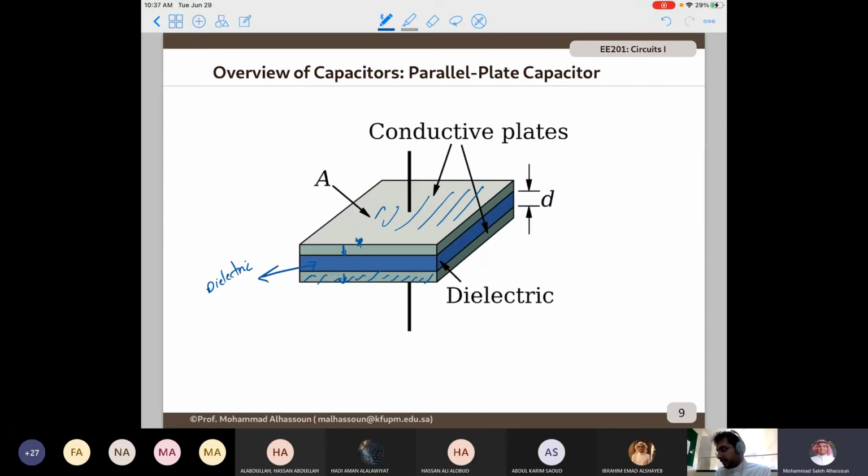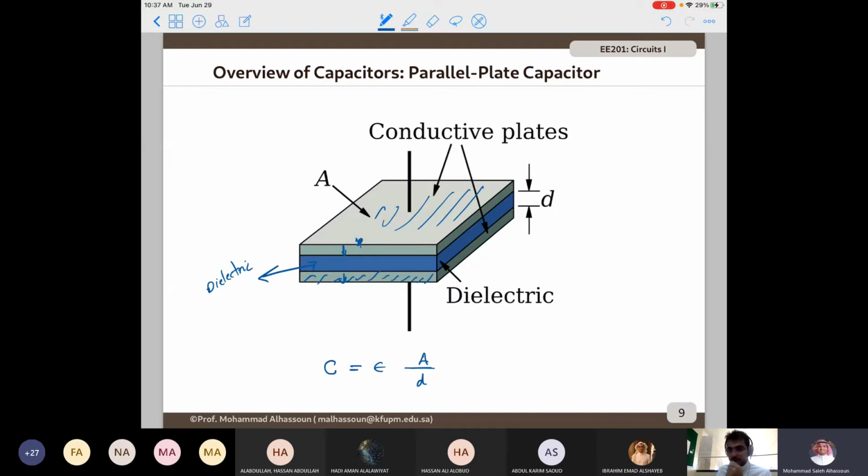So for the parallel plate capacitor, we have the capacitance is C equals epsilon A over d. A is the area of each plate, d is the separation between them, and epsilon is the permittivity of the material, which is an electric property of the material. We will not talk about it in this course. You're probably going to cover it in Physics 305.